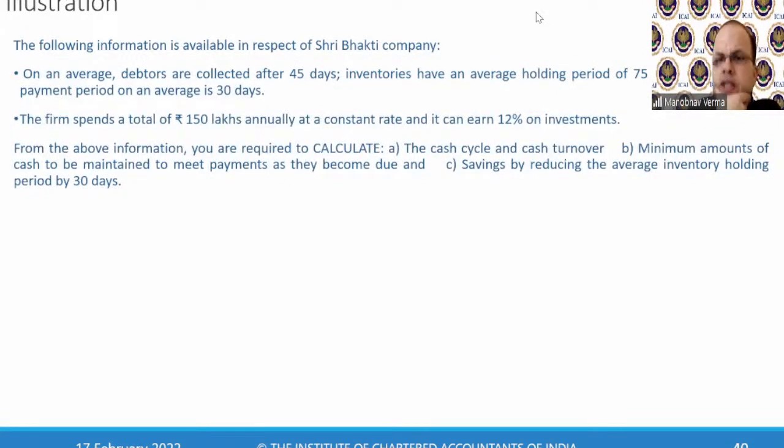The call of the question is, we need to calculate the cash cycle, cash turnover, minimum amounts of cash to be maintained to meet the payments, and savings by reducing the average inventory holding period by 30 days. Interesting question. Let's talk about this. So what would be the cash cycle in this case, guys? What could be the cash cycle? Anyone?